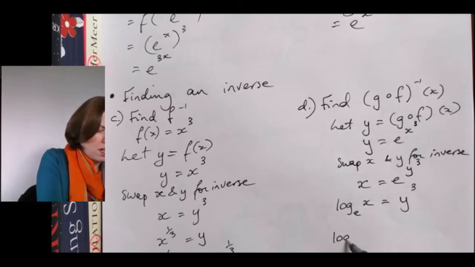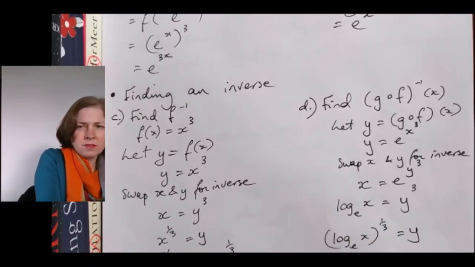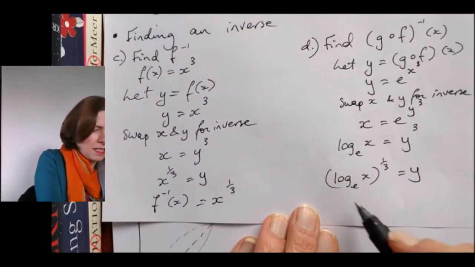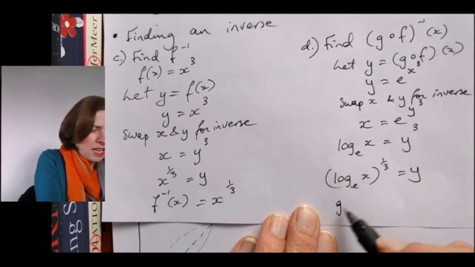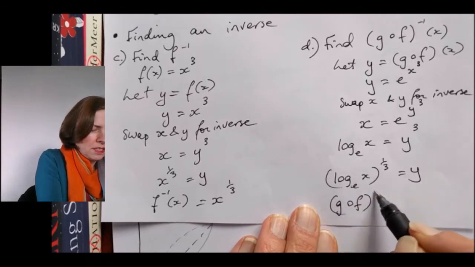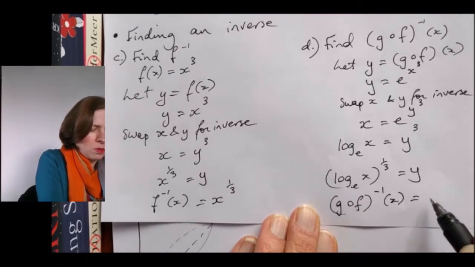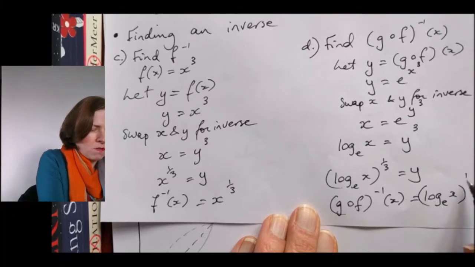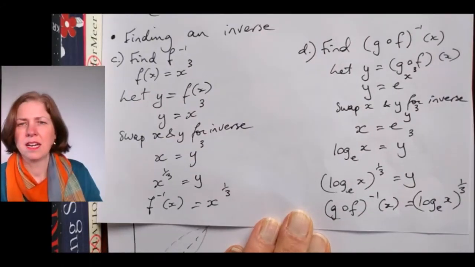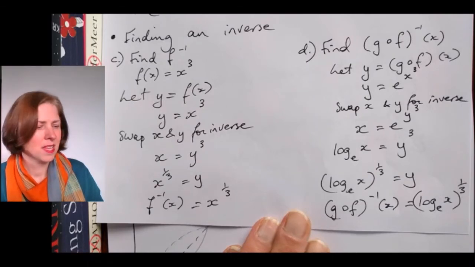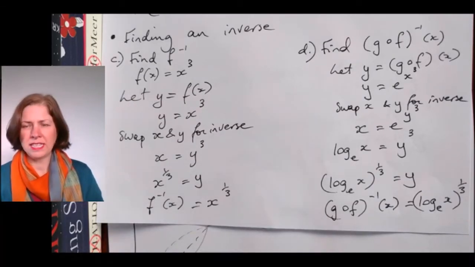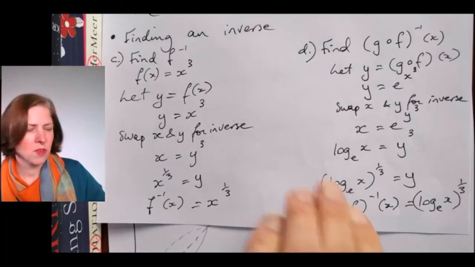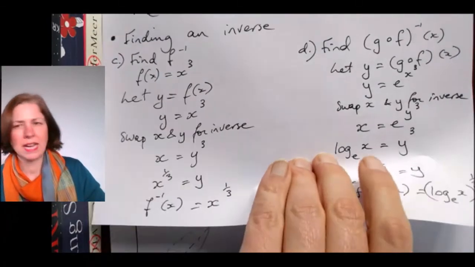So I've got log base e of x to the power of 1/3 equals y, which means that g of f neg 1 of x equals log base e of x to the power of 1/3. And I'm done. Okay, so that's the worked examples I'm going to look at. There's a little bit more theory that we need to discuss though before we go away.